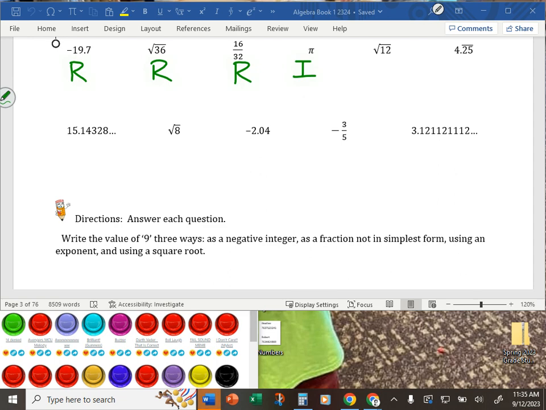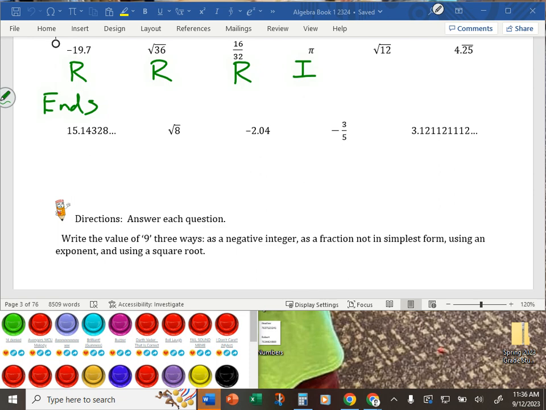The directions do say to explain. You can't click and drag on your sheet, this isn't an iPad. Okay, we're going to write it out. Why is negative 19.7 rational? What part of the rational definition does it fit? It doesn't end or repeat. Wait, it does end. And all you have to do is write ends. That's all I want. I just want something that tells me why you put rational, because it ends.